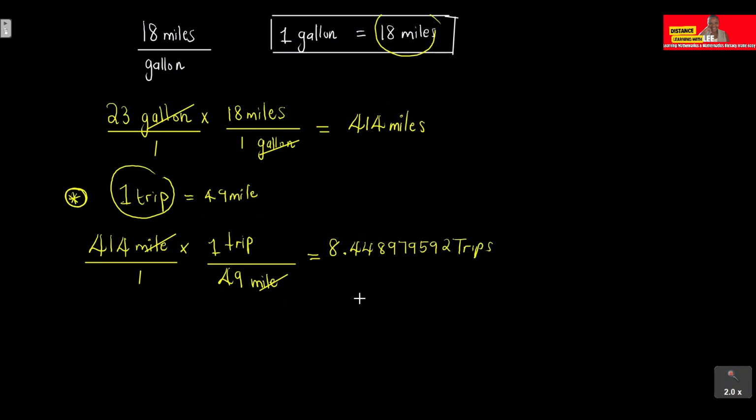However, guys, we're not going to be making 8.4 trips. We're going to be making either 9 trips or 8 trips. In this case, we will just say it's a total of 8 trips. We can't overestimate, so we are just going to make 8 trips. We're going to round down.